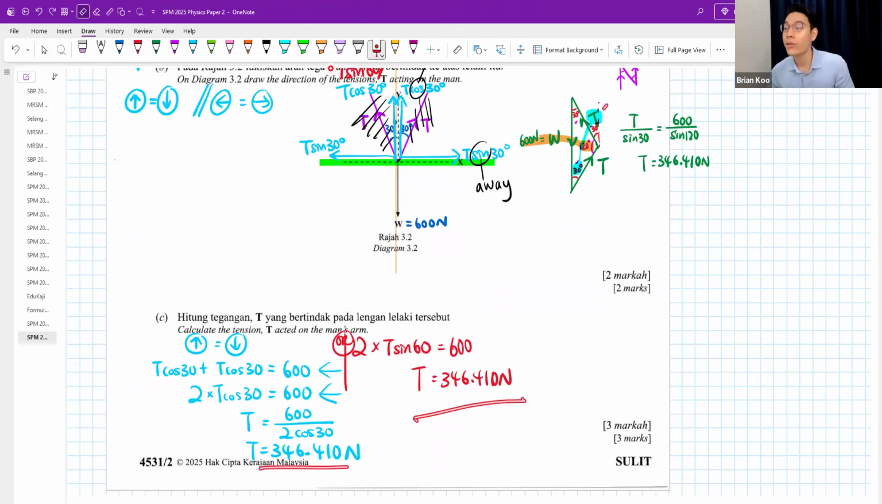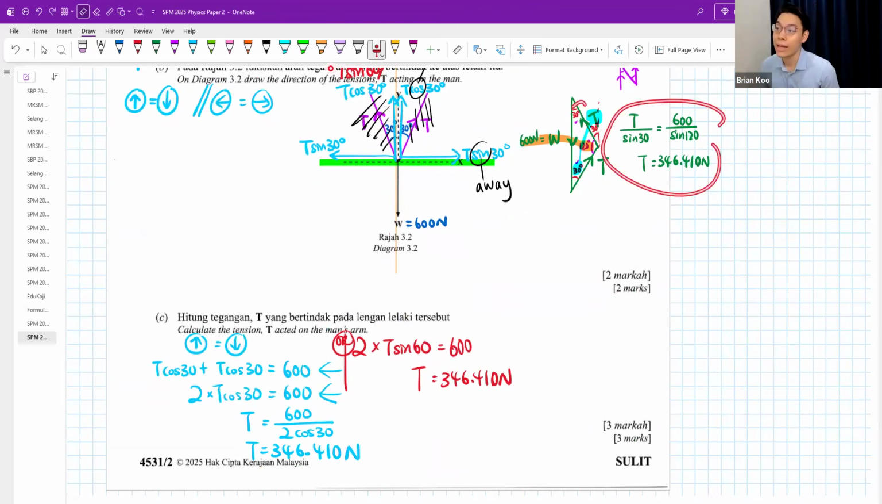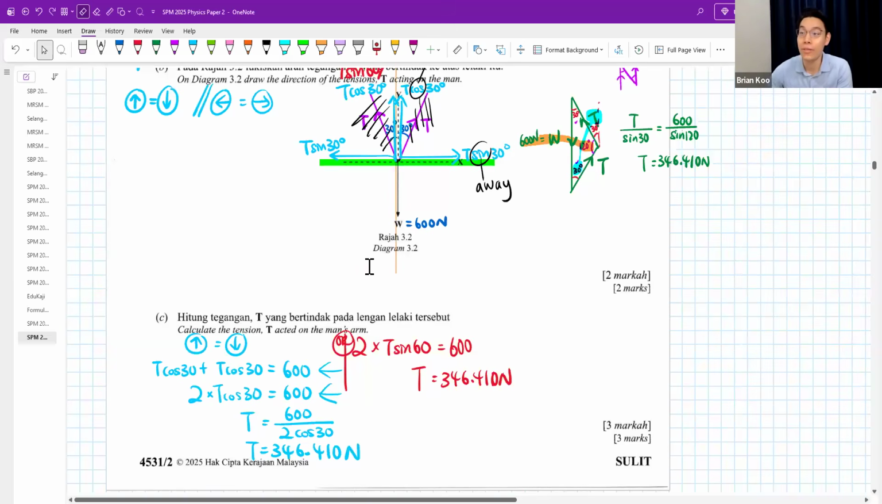Another method, you have to draw the triangle. You must draw it first, using the 3 forces, and then use the sine rule to solve. But you must know all the angles inside first. Okay, up to you which one you want to do. Of course, the light blue one is the most straightforward.